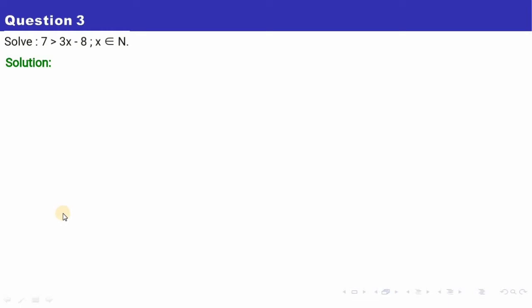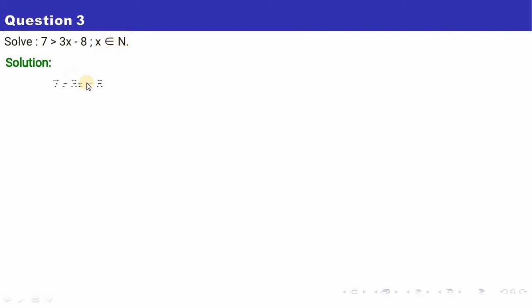Let's continue exercise 15a from question number 3 onwards. Here you'll get introduced to this new symbol, and this symbol means belongs to. That means the value of x here belongs to N. N means natural numbers. So, in other words, N is the replacement set here. That is the meaning of this particular symbol.